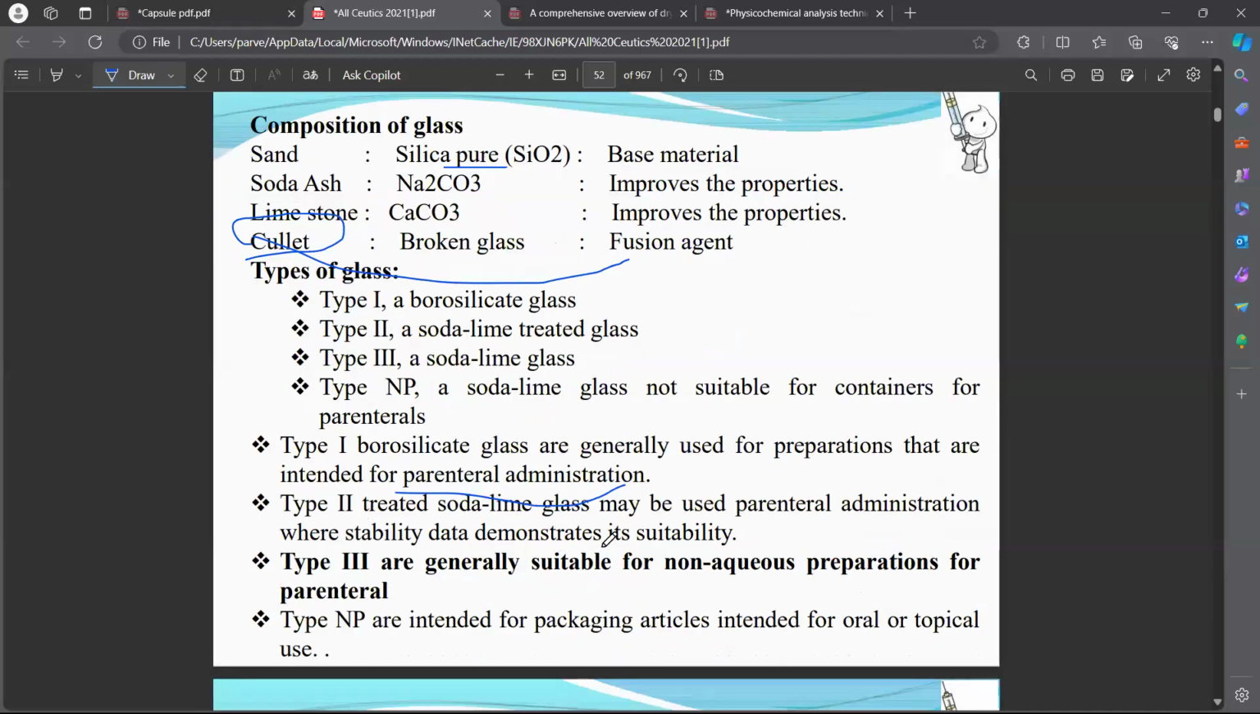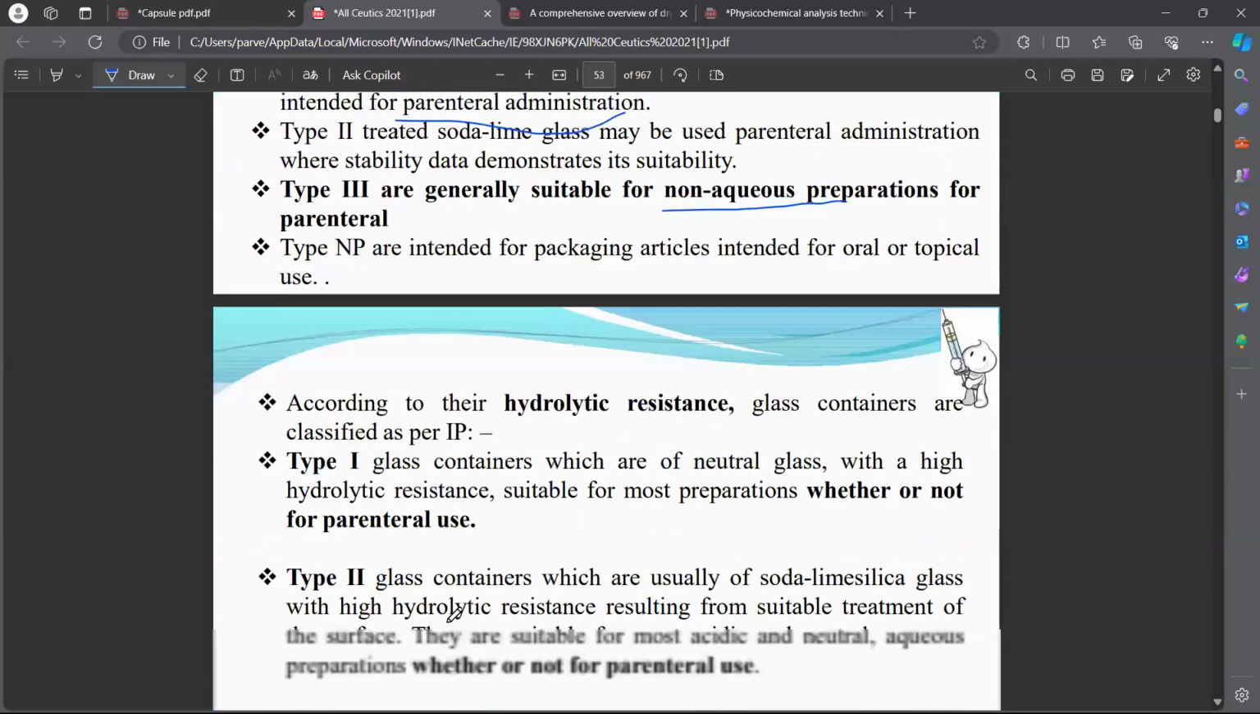While coming to type 2 glass, which is treated soda lime glass, it is generally used for dry powders and oily preparations. Type 3 glass is generally used for non-aqueous parenterals. Type 4 glass is generally not used for parenterals.